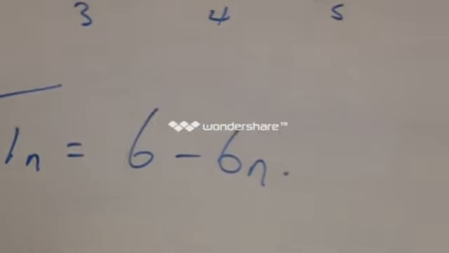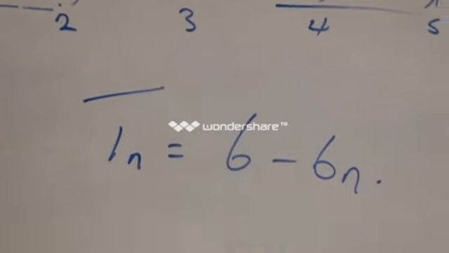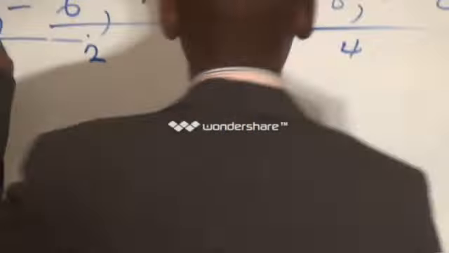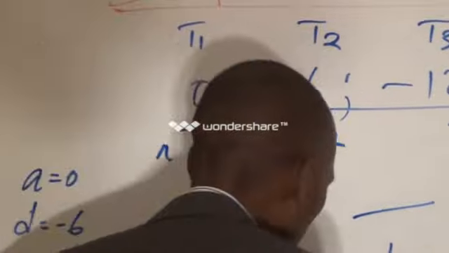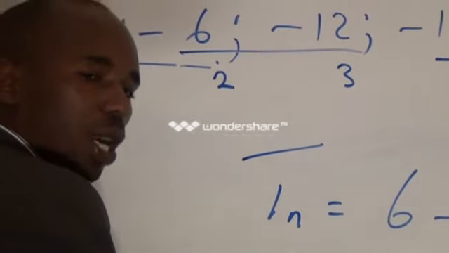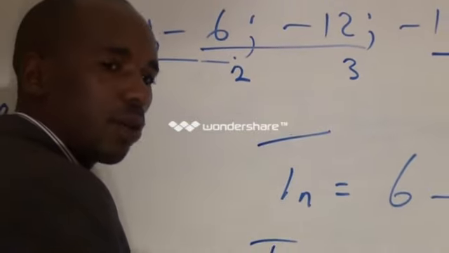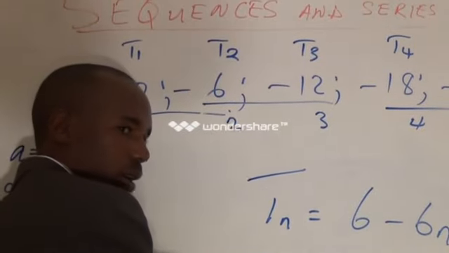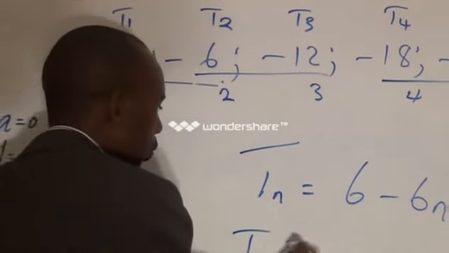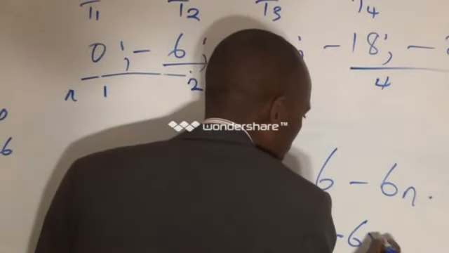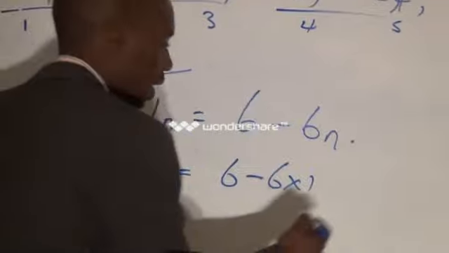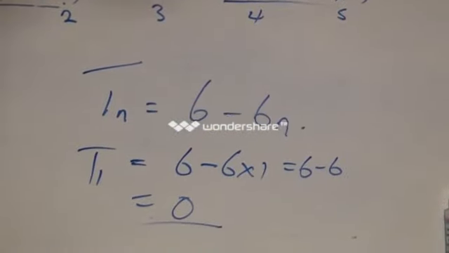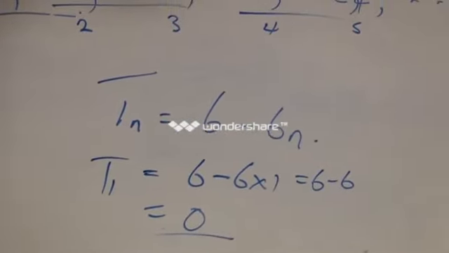Let us take a few terms and try to check if we are actually correct. Easy. Let's start with the first term. Let's see if T1 is for sure equal to 0. So T1, what is n equal to? Guys, why are you quiet? What is n equal to when we talk of T1? 1. So this will be the same as 6 minus 6 times 1, because n is equal to 1, which is the same as 6 minus 6, which is equal to 0. Do we agree that our first term is 0? Yes, we should. It is.